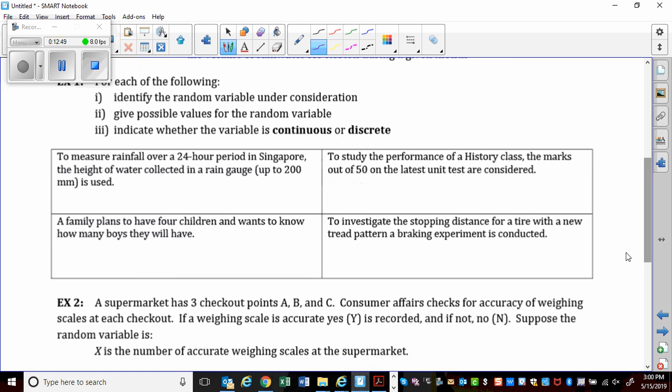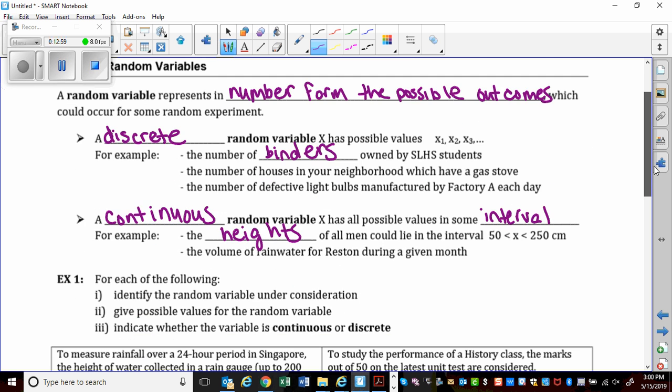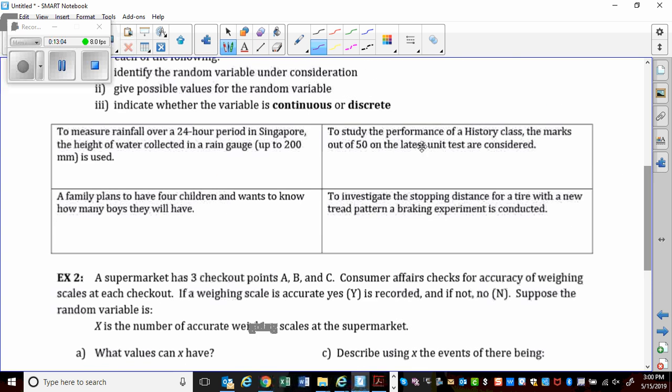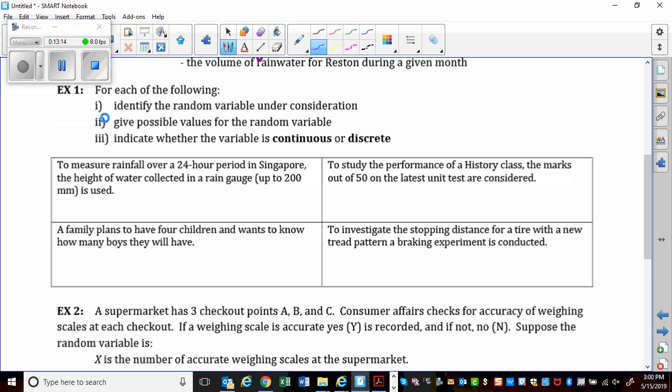For each of the following, identify the random variable and give the possible values for the random variable. Indicate whether the variable is continuous or discrete. Okay, so we have discrete and continuous. This one: to measure rainfall over a 24-hour period in Singapore, the height of water collected in the rain gauge up to 200 millimeters is used. So X is the height of rainwater.